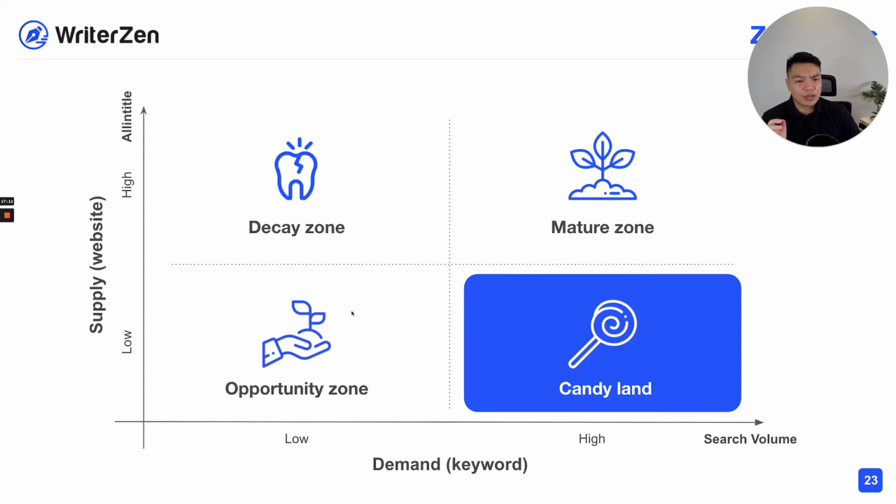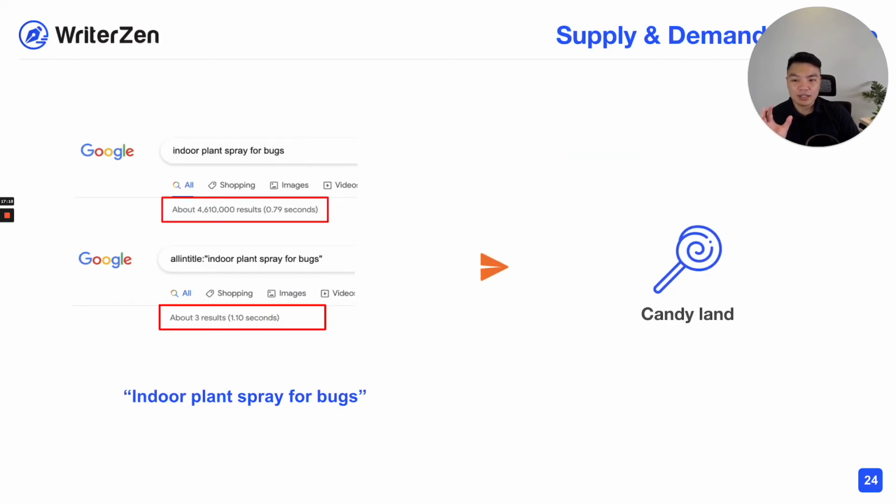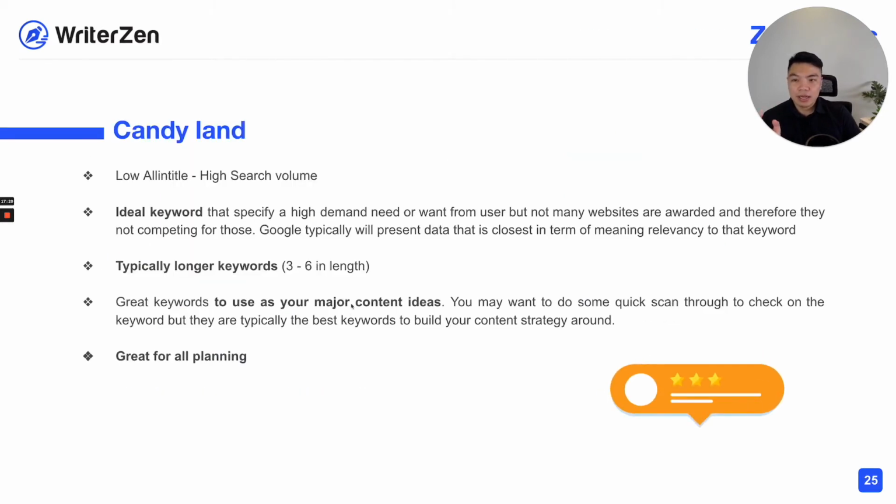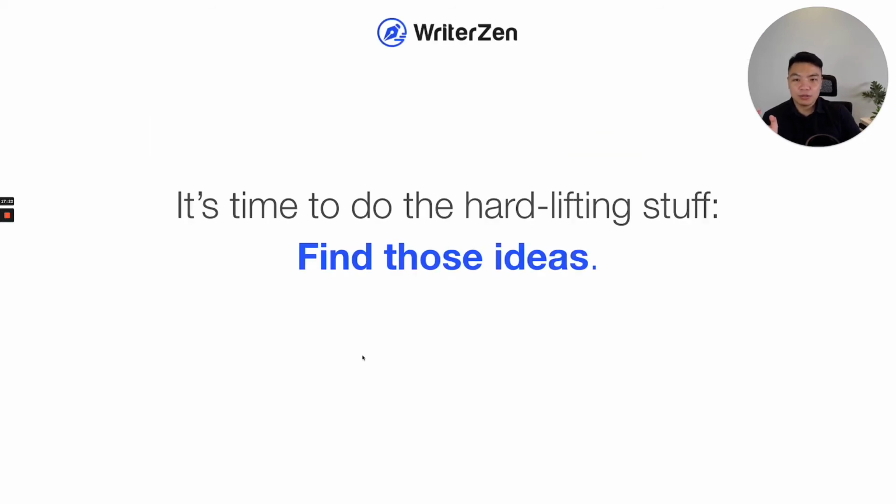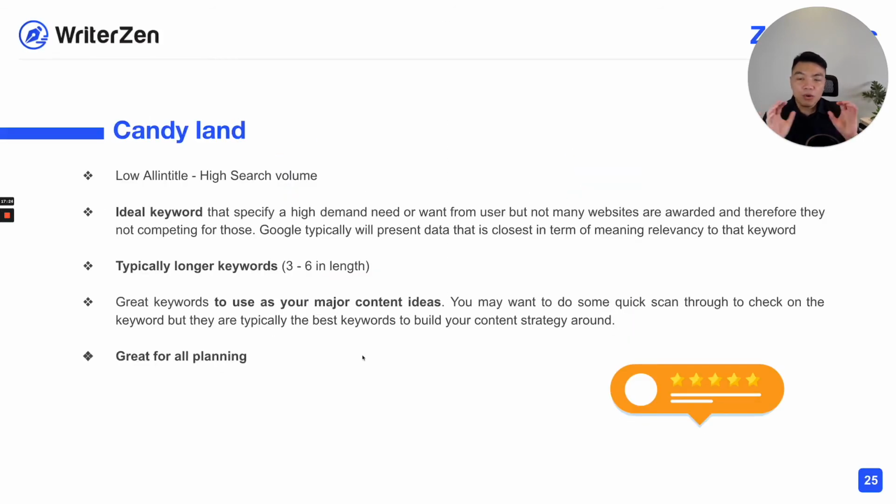And the last one is Candyland. Candyland is the best zone for any kind of planning, right? Candyland keywords are low on-title and high in search volume. It means these are the keywords that are hidden gems. A lot of people are searching for them, but not many websites already know to target that keyword.